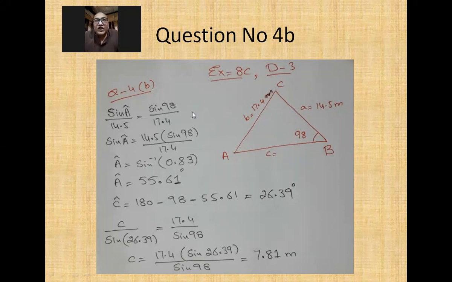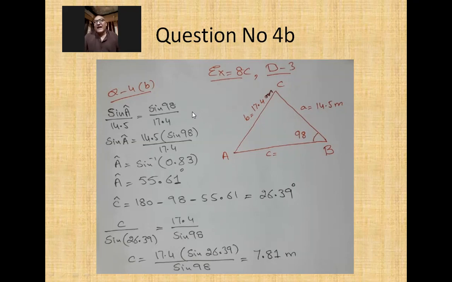Sine A is equal to 14.5 multiply sine 98 divided by 17.4, you get 0.83. Then on your calculator write shift sine, answer, equal. So when the sine goes to the other side, it becomes sine inverse. So angle A will be equal to 55.61 degrees. So now I know the angle A. Once you know the angle B and the angle A, angle C can be found very easily. Angle C is equal to 180 minus 98 minus 55.61, and that will be equal to 26.39 degrees.